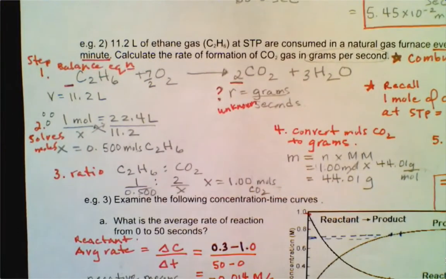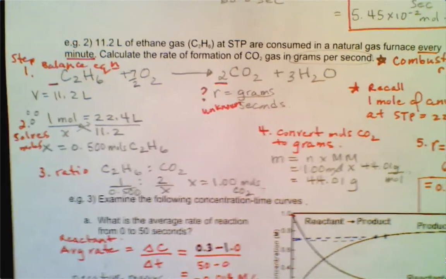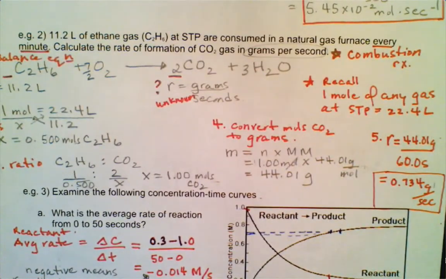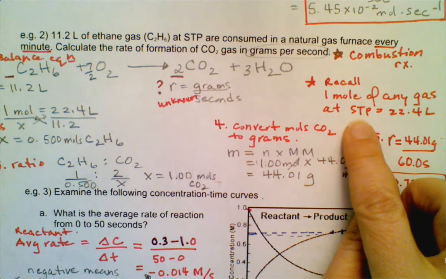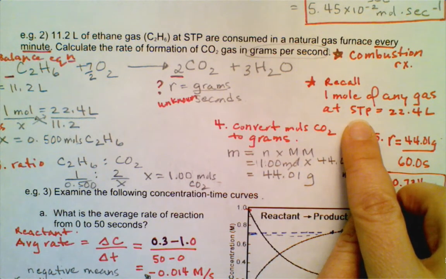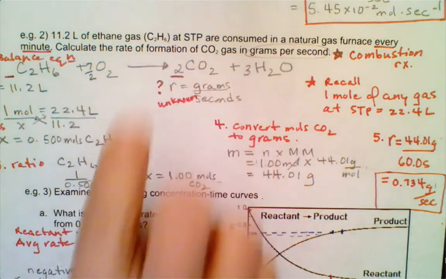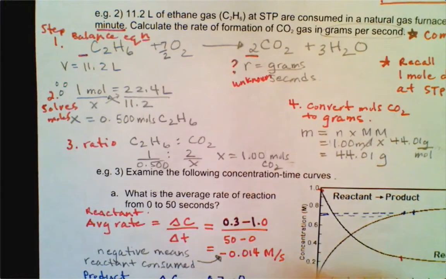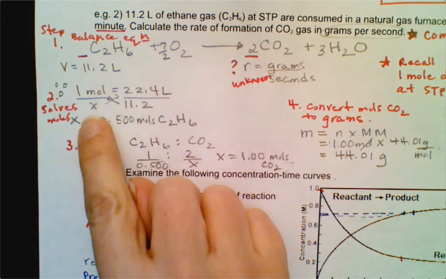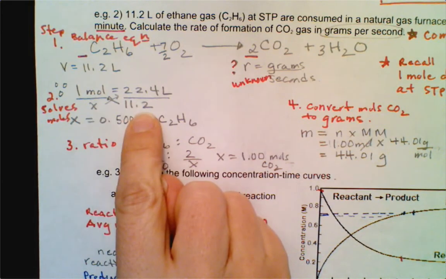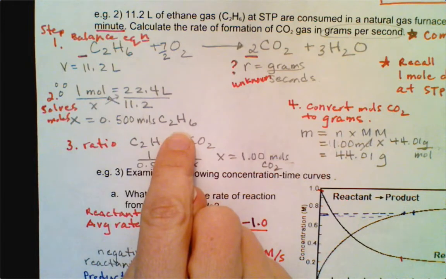Step 2, what I do is I have to remember some of my laws from grade 11, and my gas law in grade 11 told me that for any mole of gas at STP, meaning standard temperature, standard pressure, 1 mole is equal to 22.4 liters. So if I'm at STP, I can use this relationship. 1 mole of any gas is equal to 22.4 liters, but what I've got is 11.2 liters. So how many moles is that equal to?